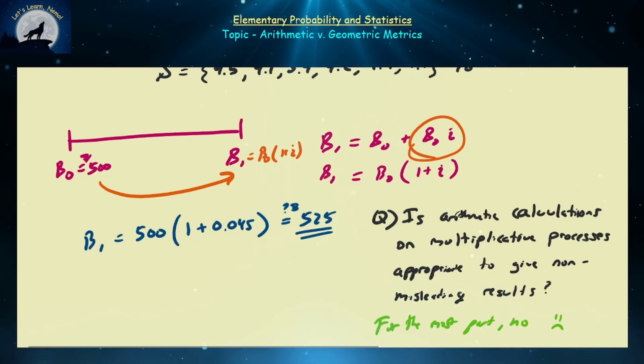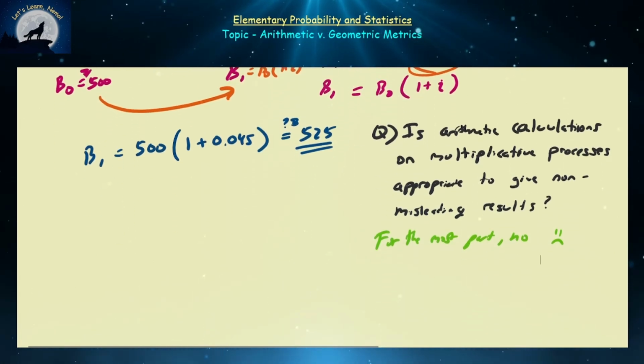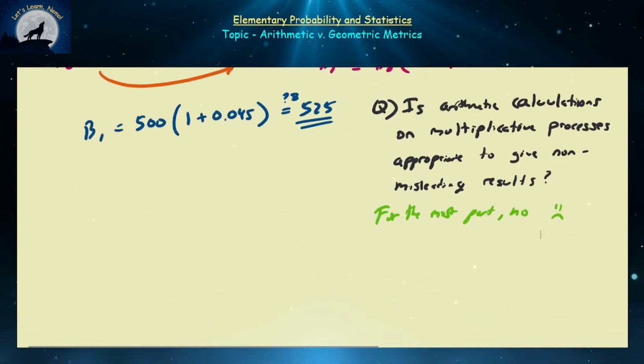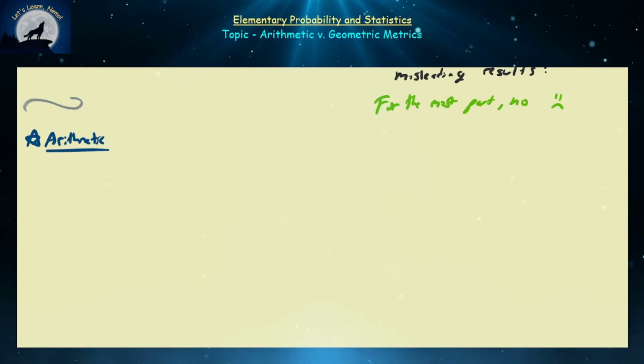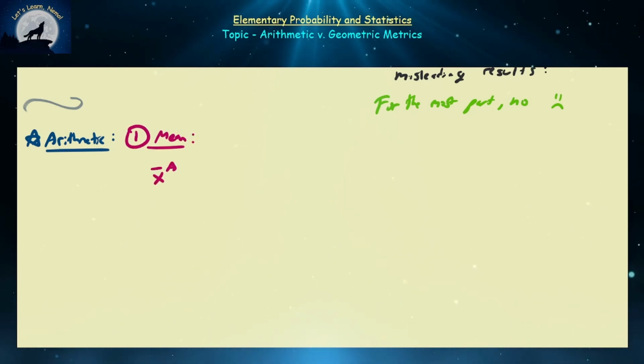So let's see if we can construct these geometric variations of our arithmetic calculations. Let's just recall the formulas for the arithmetic means and standard deviations. How do we calculate the arithmetic mean? That's going to be equal to the following. I'm going to call it x bar A to distinguish arithmetic versus geometric.